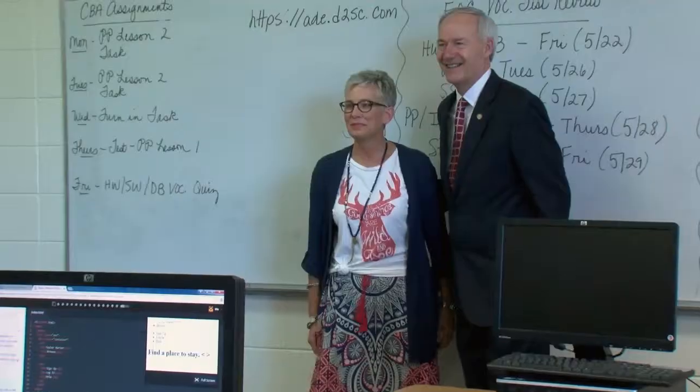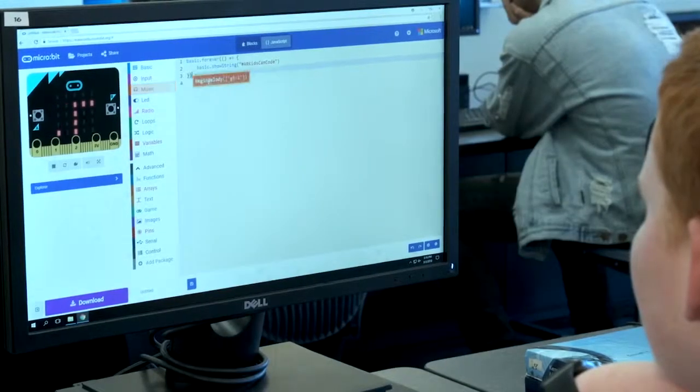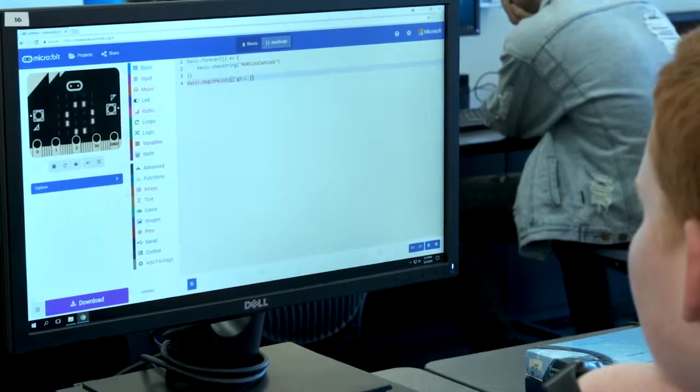Since the day I took office, I have promoted computer science education in our schools. The positive response of educators and students has contributed to Arkansas's reputation as a national leader in the worldwide computer science education movement. I'm excited that I'll be able to take computer science courses next year as a 9th grader.